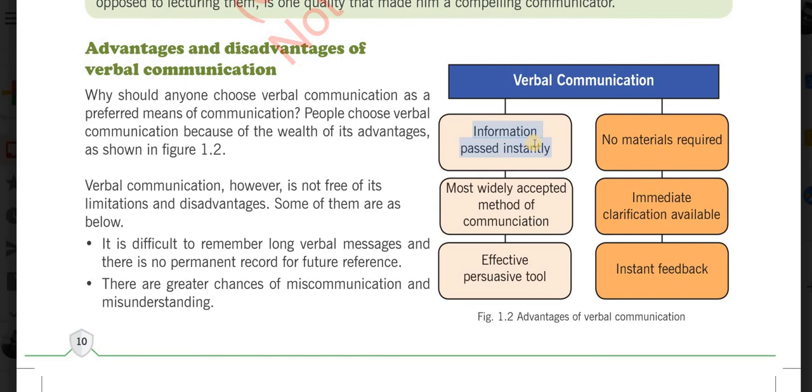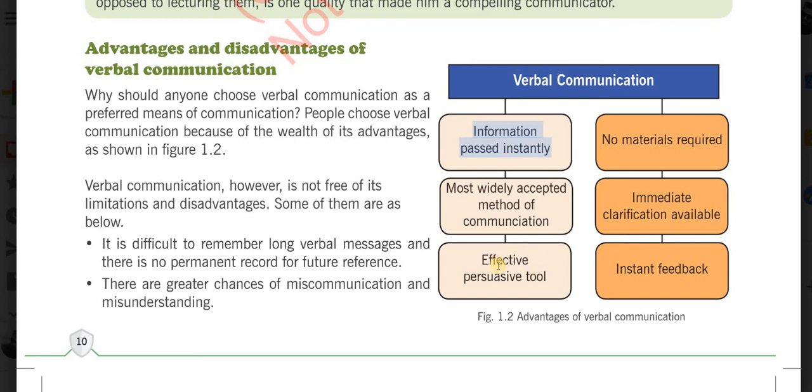The second one is the most widely accepted method of communication. Yes, verbal communication is the core, right? We communicate with people verbally more than through other modes of communication. So it is widely accepted, whether in different languages. This is something that we do on a daily basis. So this is another advantage of verbal communication.